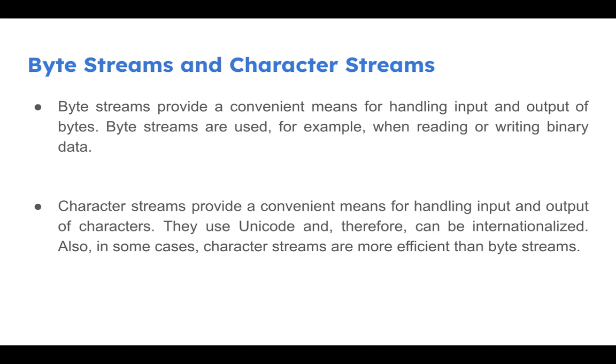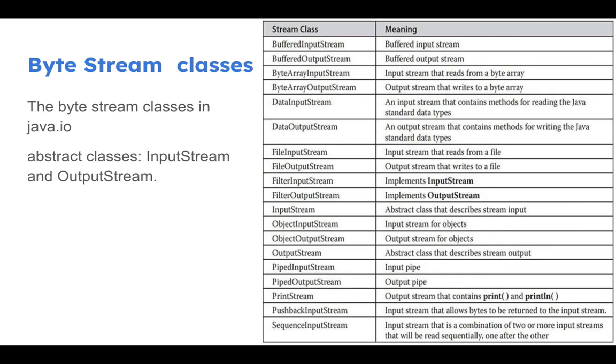Traditionally, Java 1 only supported byte streams, but because character streams can now be even more efficient than byte streams, we will generally use character streams for efficiency purposes as well.